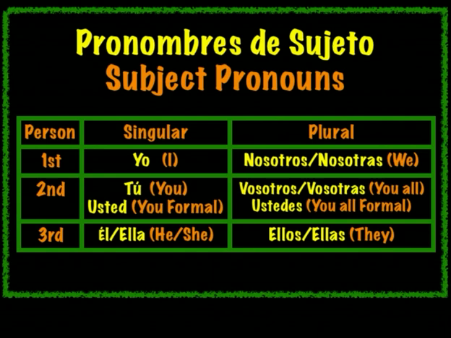Now, second person plural, vosotros, vosotras, mean you all. Vosotros again is for an all male or mixed gender group, and vosotras is for an all female group. And ustedes means you all, formal. Now here's a note. Vosotros and vosotras are commonly used in Spain, along with ustedes. However, in Latin America, you will mostly only hear ustedes. Vosotros and vosotras is not commonly used in Latin America.